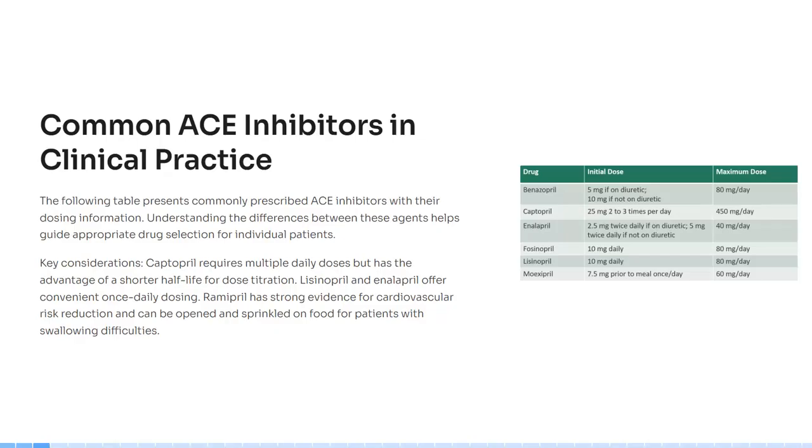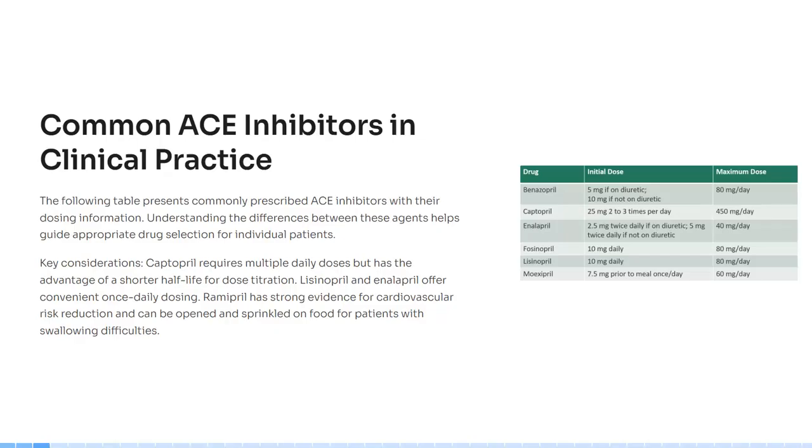You may see benazepril. That's 5 milligrams if they're on a diuretic and 10 if they're not, with a max of 80. And then there's captopril. That one's 25 milligrams and it can be given 2 to 3 times a day with a maximum of 450. So those are just some of the common ones, but let's think about patient compliance. When it requires multiple daily dosing, sometimes you may have trouble with your patients taking it.